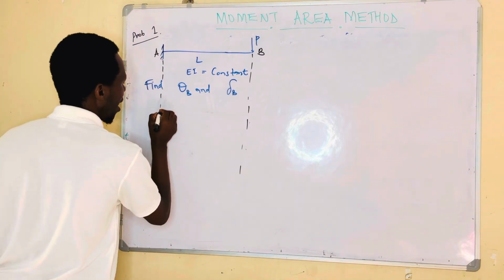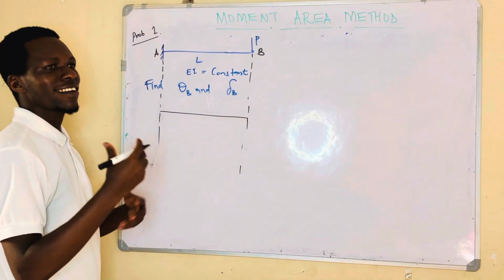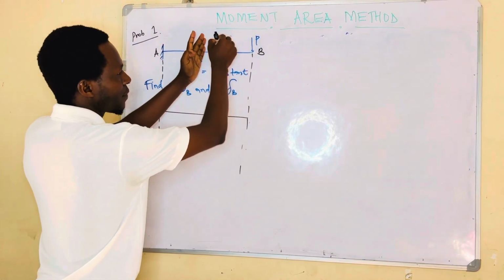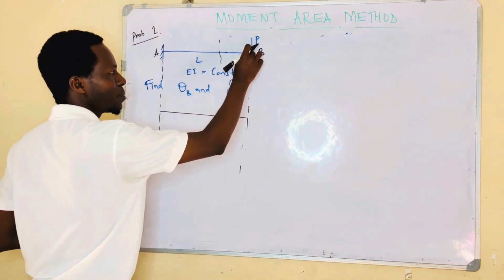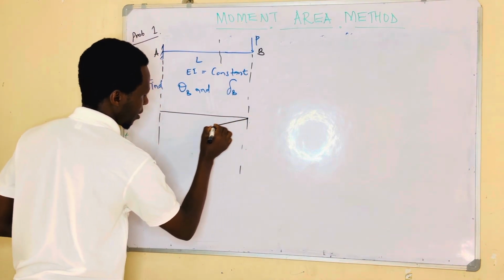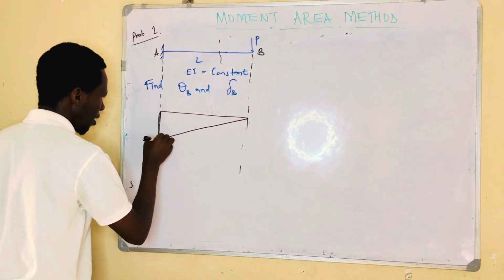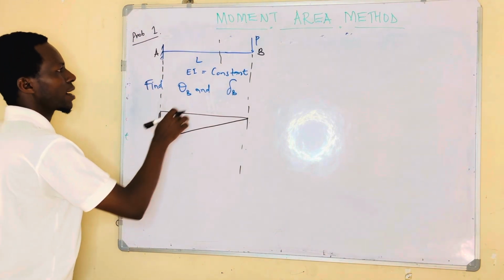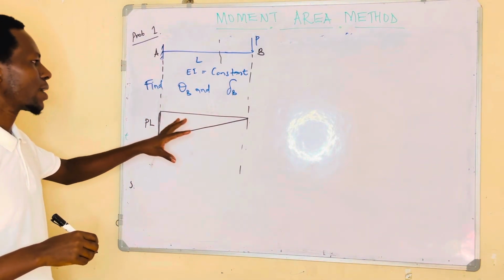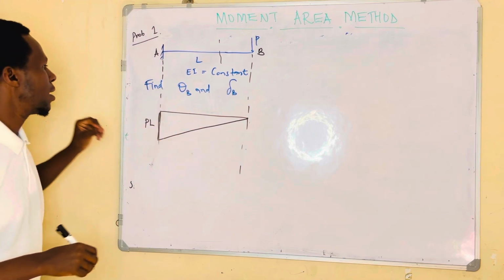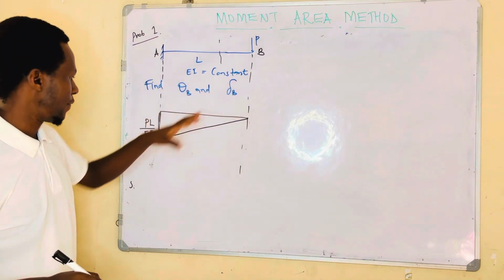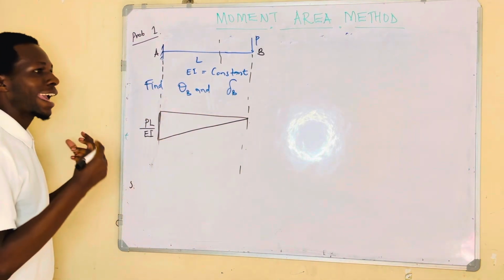I can draw this cantilever and the bending moment diagram. If you cut the beam from this side, at this point there is no moment. The moment here is 0, and then it will keep like this. So this is our bending moment diagram. P times this distance here becomes PL. So this is our bending moment diagram. But if I divide this by EI, in this case we're considering EI to be constant, I'm going to obtain the M by EI diagram.